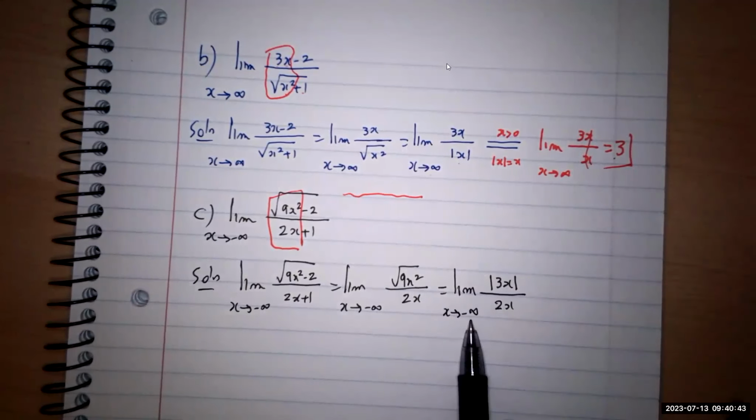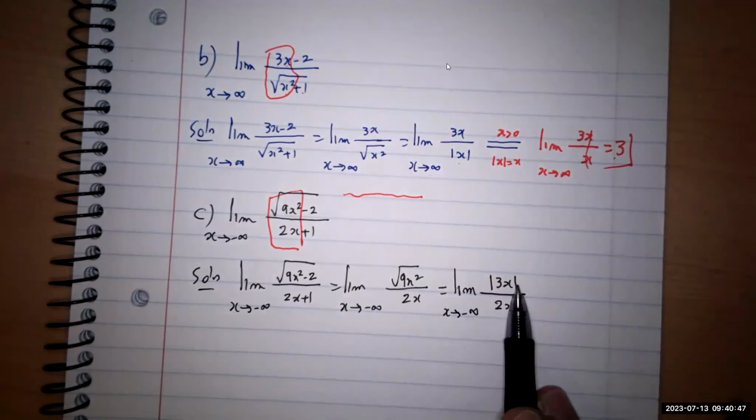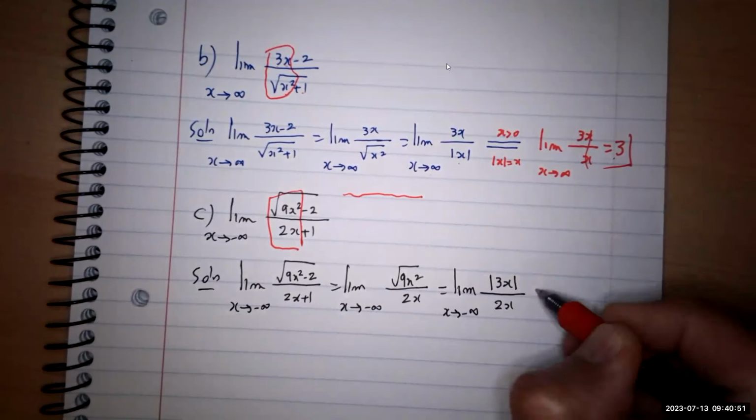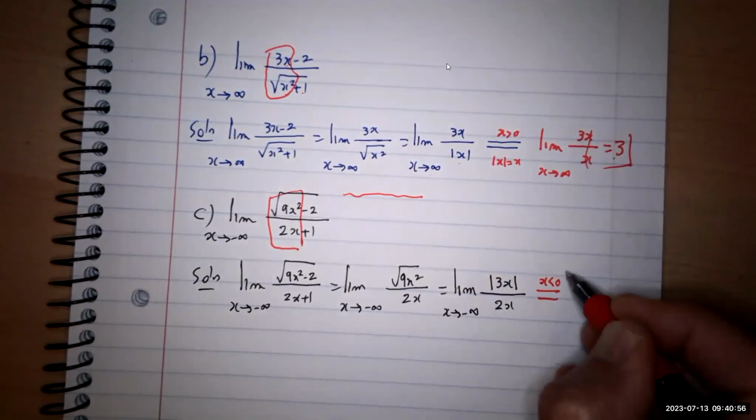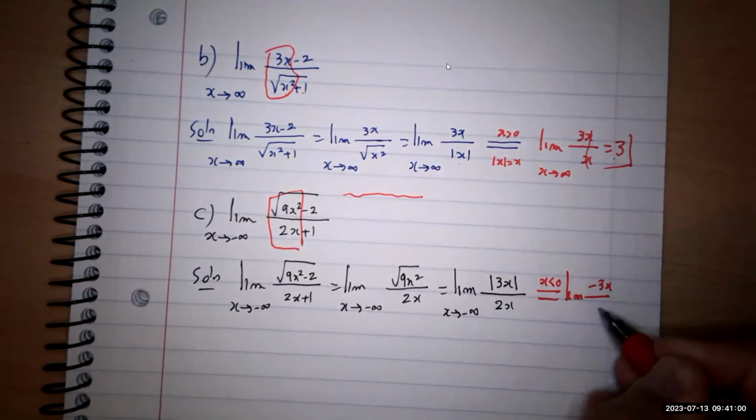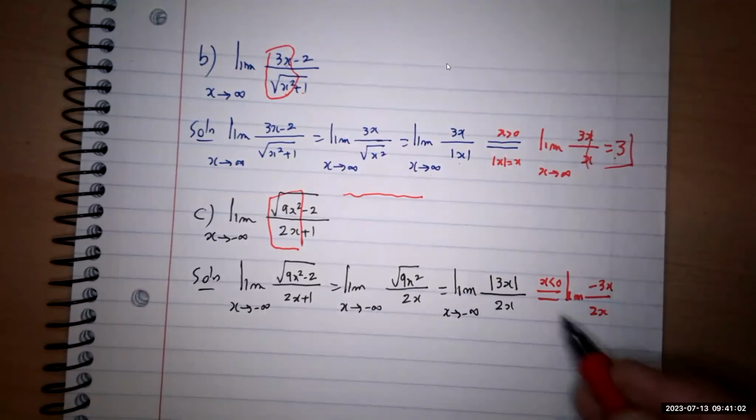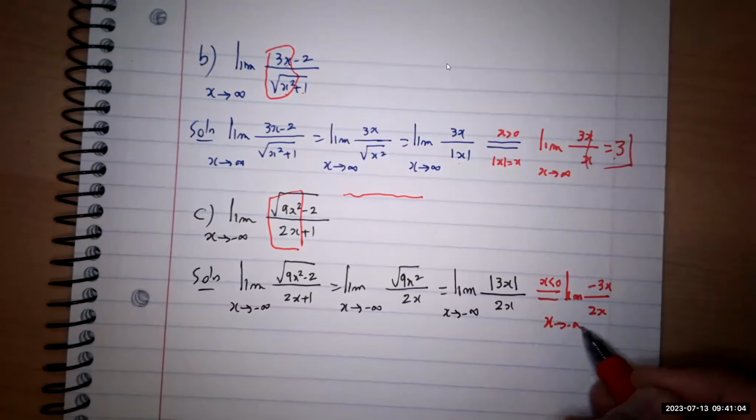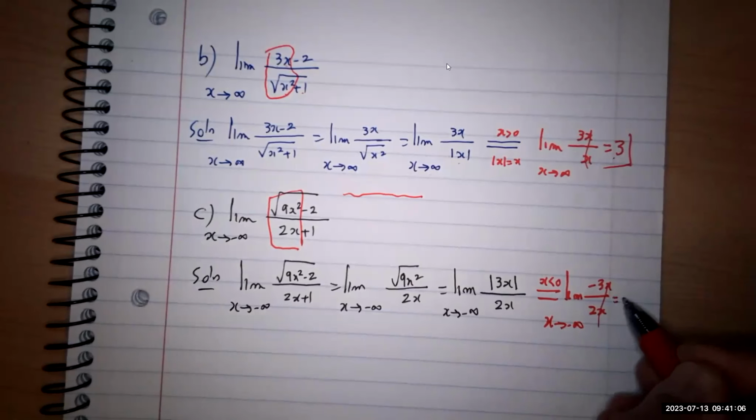Again, x goes to negative infinity. Since x goes to negative infinity, you drop the absolute value by using the opposite, negative 3x. So you just put x less than 0 to remind yourself. So it's going to be the limit of negative 3x on the top and 2x on the bottom, as x goes to negative infinity. Simplify the x, and you get negative 3/2. The final answer.